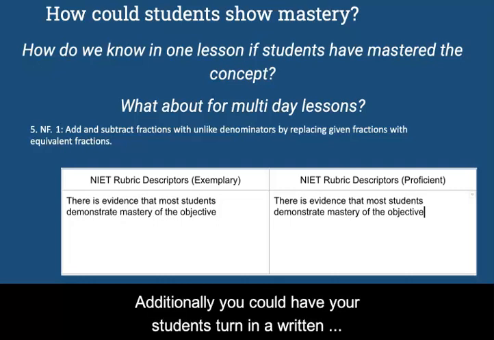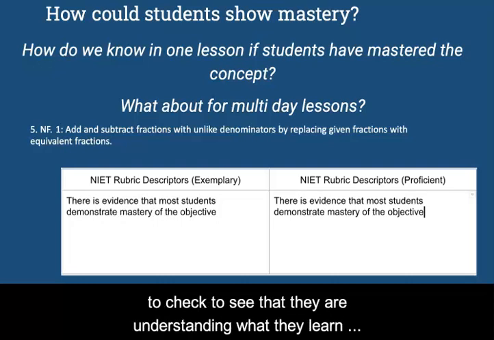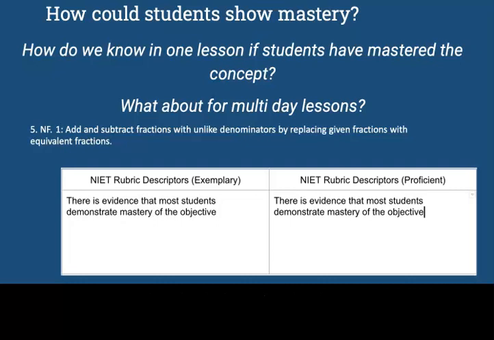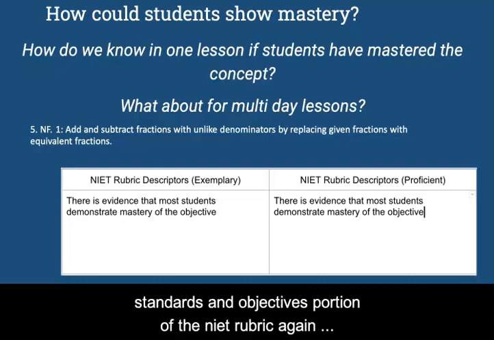Additionally, you could have your students turn in a written assignment or some sort of homework assignment for you to check to see that they are understanding what they learned that day before you give them that end of unit quiz or test. I hope this presentation has helped you break down the standards and objectives portion of the NIET rubric.